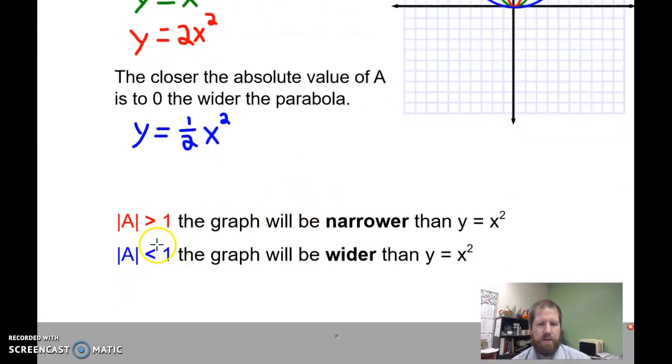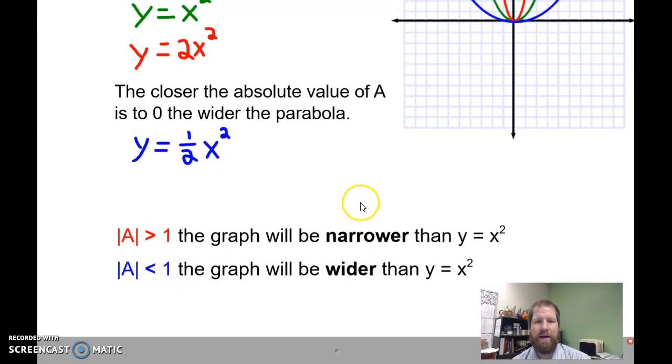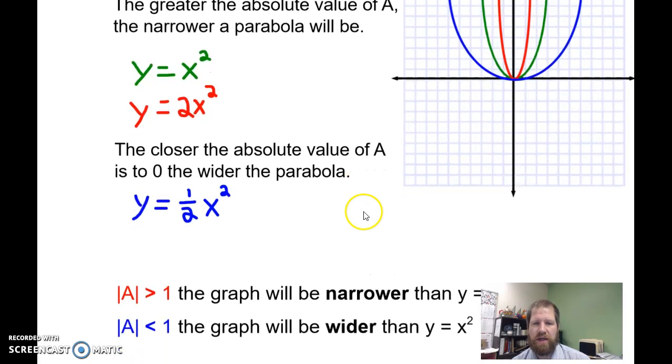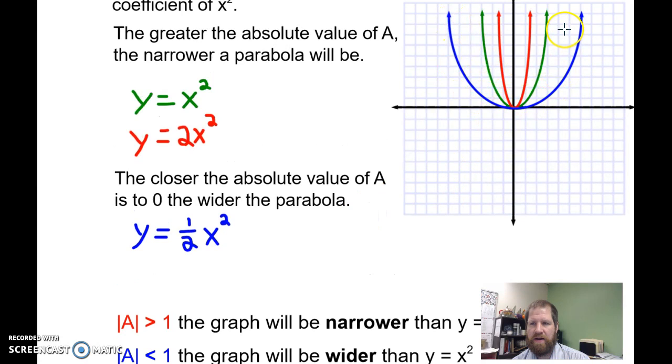If it's less than 1, it's going to be wider. And as you approach 0, the smaller and smaller value of your a, the wider it's going to get. If this is 1/2, if I had 1/3, it would be out to here. If I had 1/10, I wouldn't be able to see my arrows on this line. It would be somewhere out like that. So the closer you get to 0, the wider your graph gets.